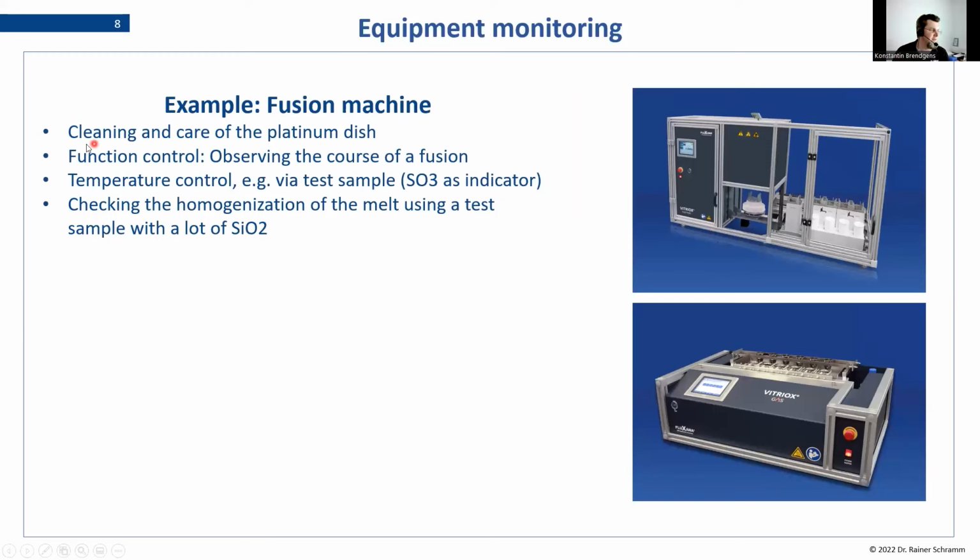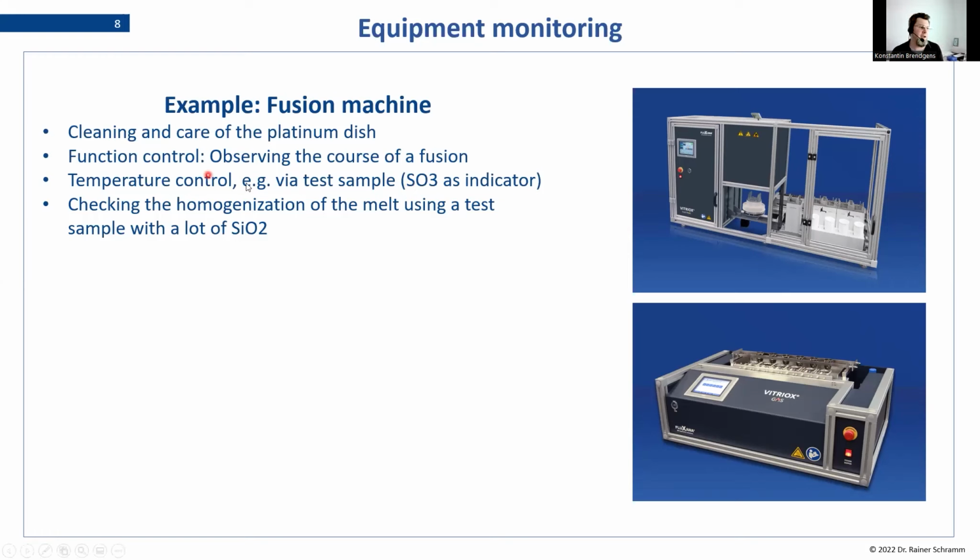Yeah, so cleaning and care we do daily. The function control, just to watch a fusion done, we do that usually once a week, let's say. And the temperature control is actually done with a test sample then, and it's mentioned here that we use SO3 as the indicator. So that is one way to do it, but it's only an example.